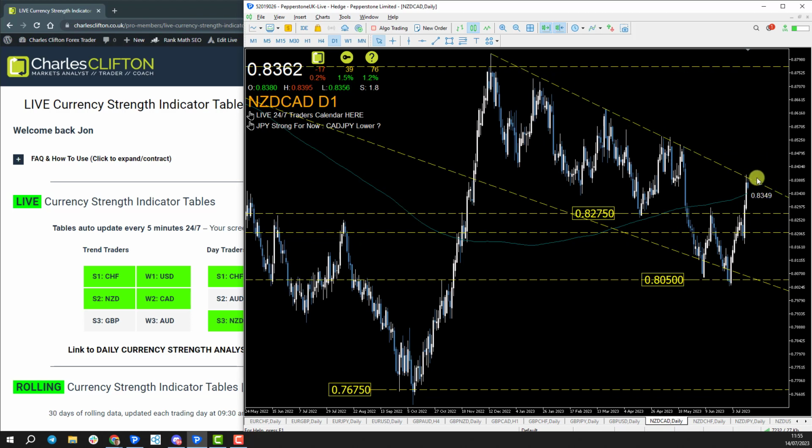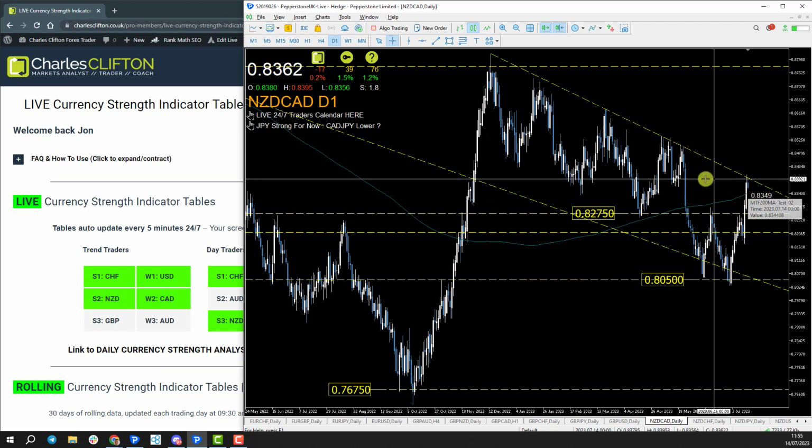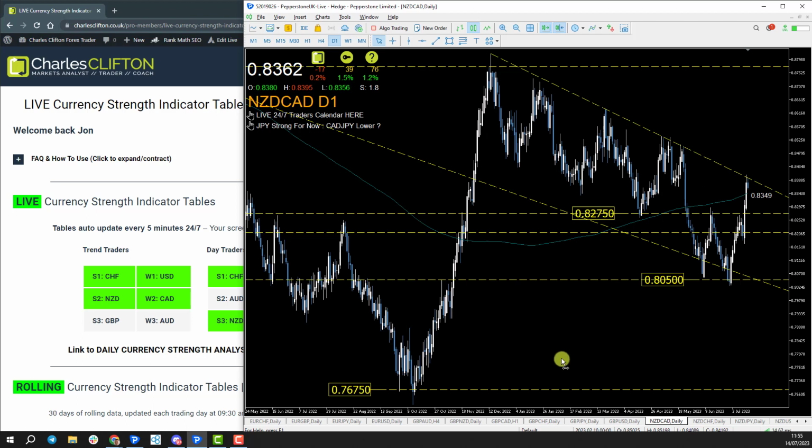That is if price was to trade through this trend line support, and you can see price has been respecting this on multiple occasions. So again, we probably want to sit on our hands with Kiwi CAD until we get some kind of more definitive entry point. Moving on to some other charts of interest then.